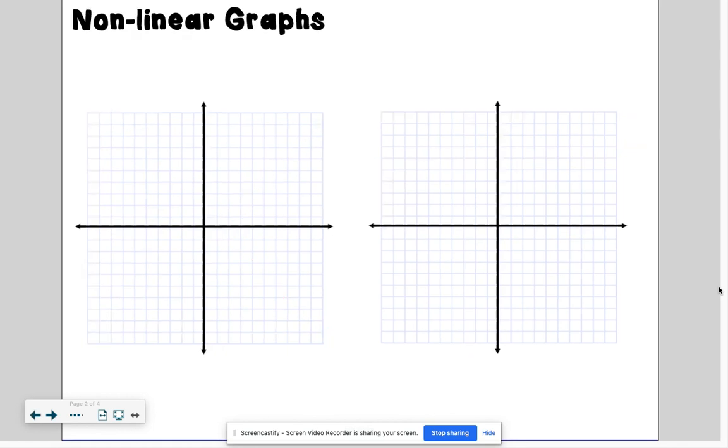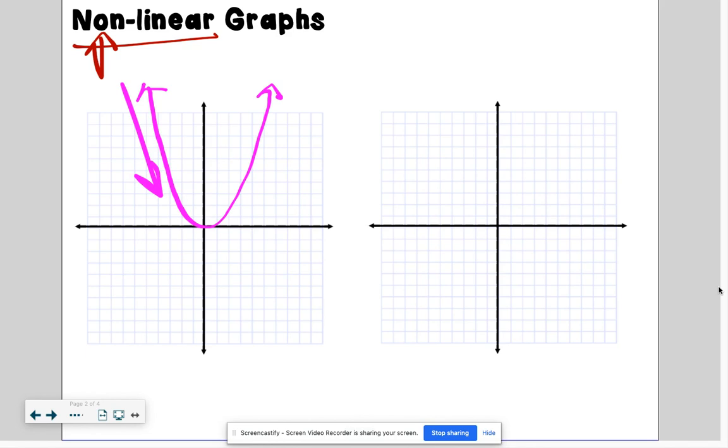The next thing we're looking at is nonlinear. You've probably seen the prefix non in English class. That just means it's not linear. So non-linear graphs are literally anything that is not a straight line. A really typical one you'll see a lot when you get into Algebra 1 is a graph that looks like this. Kind of looks like a U or a smiley face. This is non-linear because it is not a straight line. It is a curve. We can see that it goes downwards, and then it curves around and goes back up.